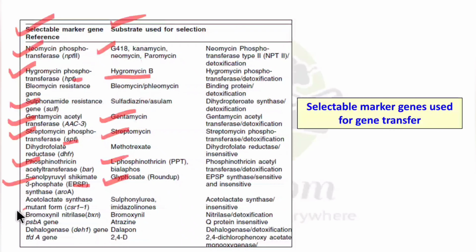Now for bromoxynil nitrilase, that is BXN, bromoxynil is used as a substrate, and for the dehalogenase gene, Dalapon is used. So you have to remember all these substrates for the important selectable markers. I have already tick marked which can be asked, so you can memorize them.